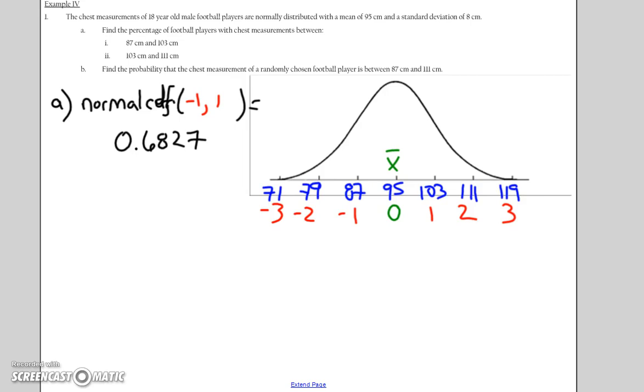So 87 is my -1 left bound, and 103 is my positive 1 right bound. In this case, I put them into it. Now this should start feeling a little familiar. We have -1 to 1, and then 0.6827 is going to be my answer.